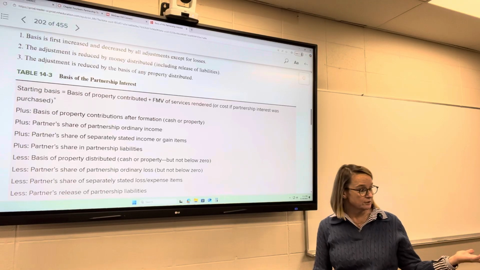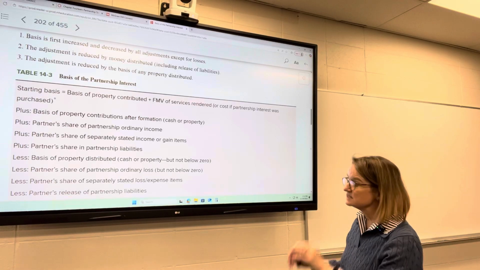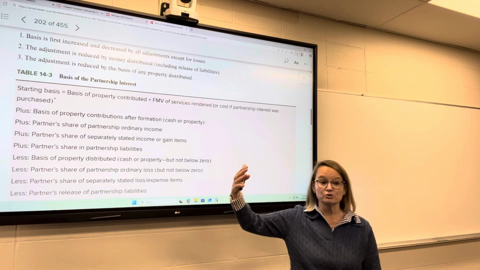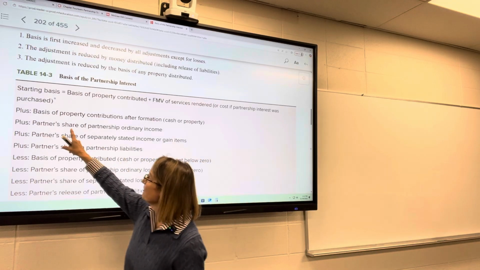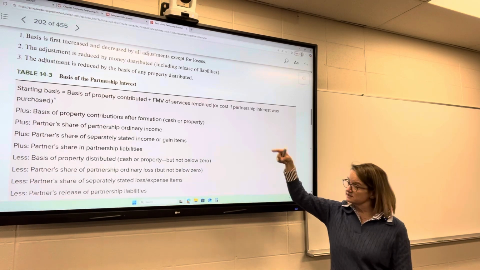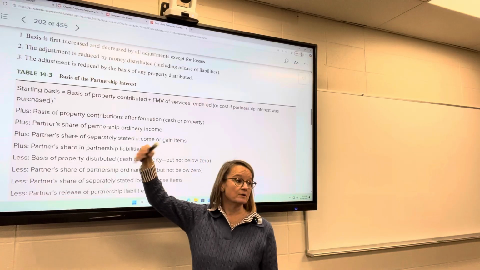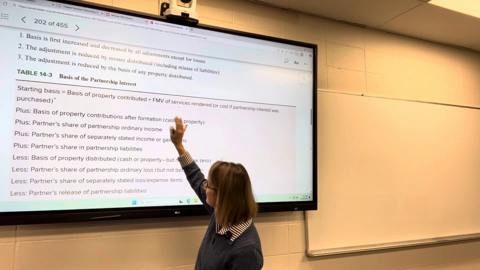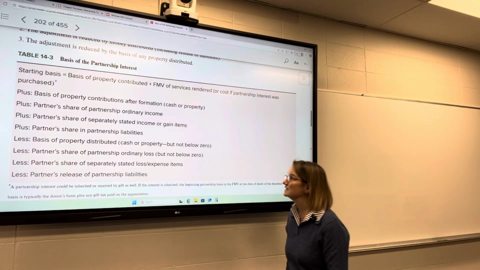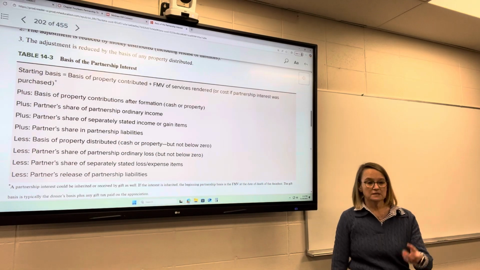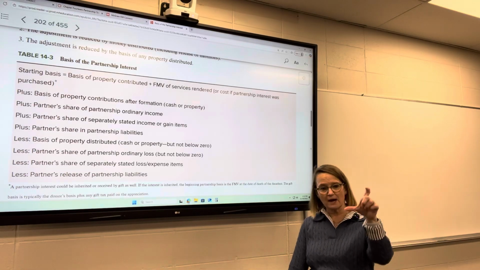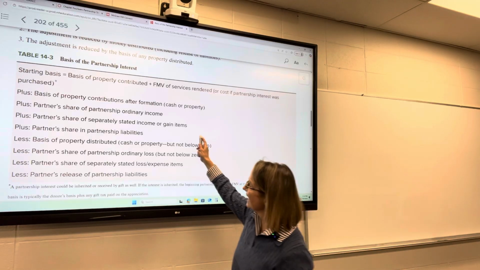If that happens and a partner contributes cash or some other type of property subsequent to its formation, that increases the partner's basis. The partner's share of any partnership ordinary income, so that box 1 on the K1, is added if it's a positive number. So if we have ordinary income, if it's a positive number, that gets added to increase our basis. Partner share of separately stated income or gain items. So dividend income, interest income, rental income, any of those income items that has its own separate box on that K1, we're going to add that in.